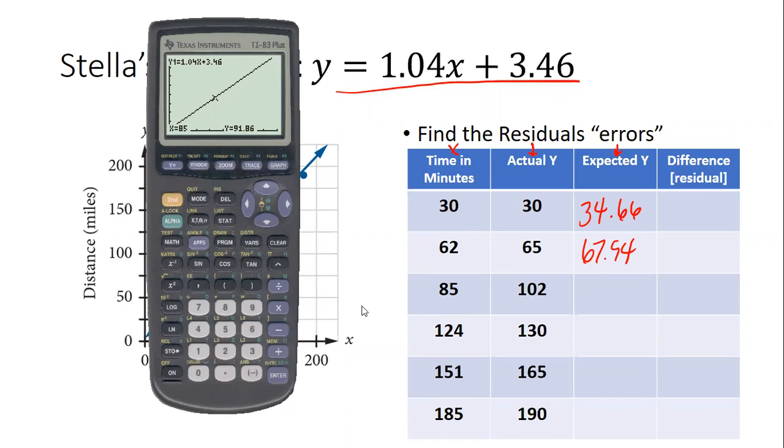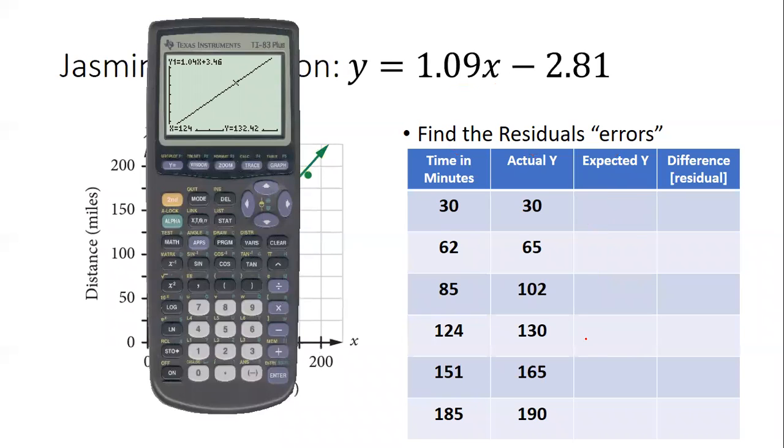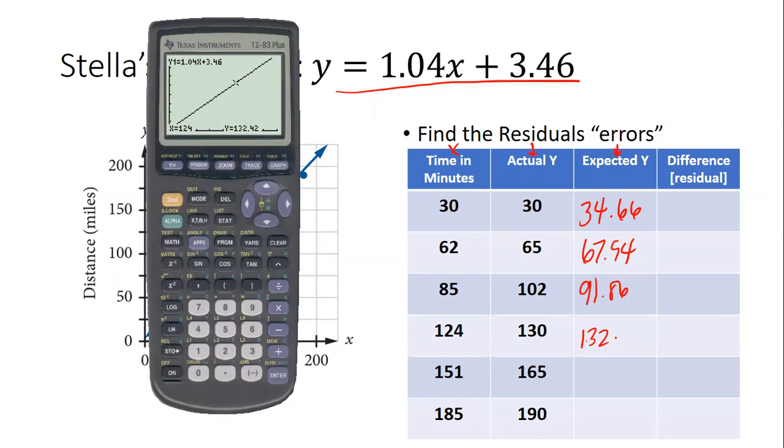So 85 gave me 91.86. 124 gave me 132.42. 151 gave me 160.5, and 185 gave me... Okay, doable. Now we're going to calculate the residual, the error.